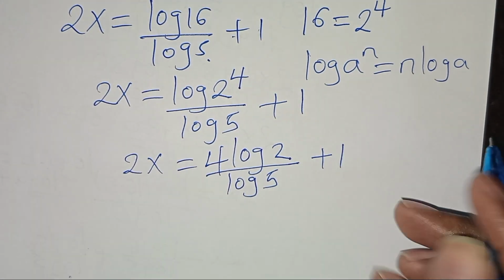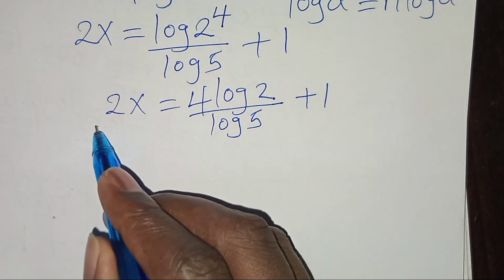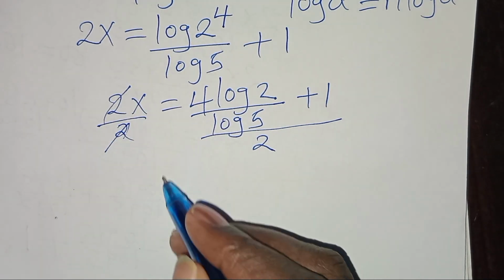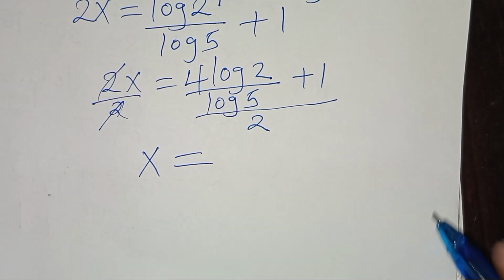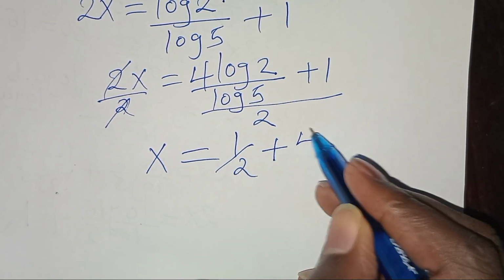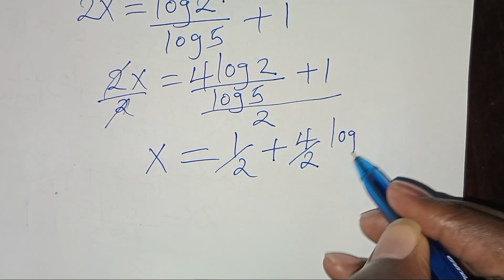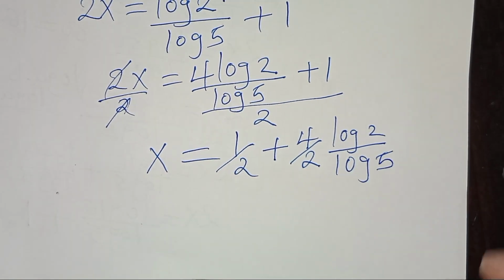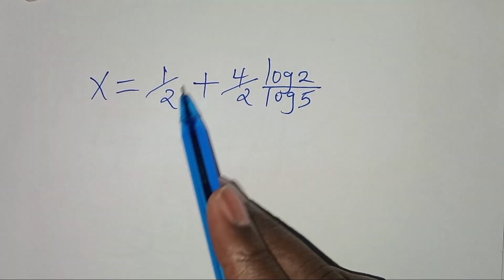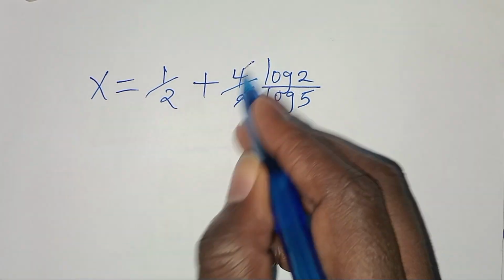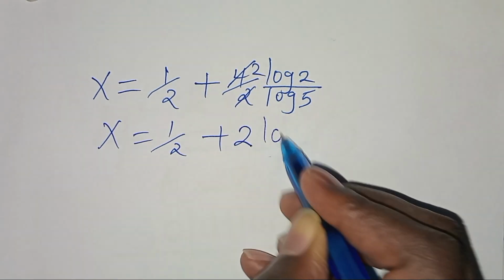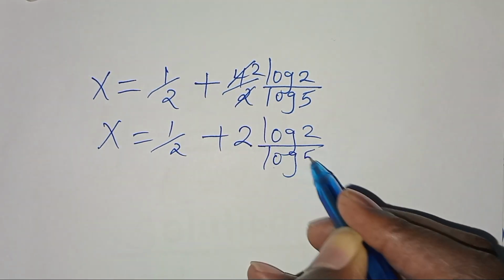Then this plus 1. So let's divide both sides by 2 here. So that now here we have x is equal to half plus, now here we have 4 divided by 2 times log 2 divided by log 5. Now here we have x is equal to half plus 4 over 2. If you simplify here, this is 2. So x is equal to half plus 2 log 2 divided by log 5.